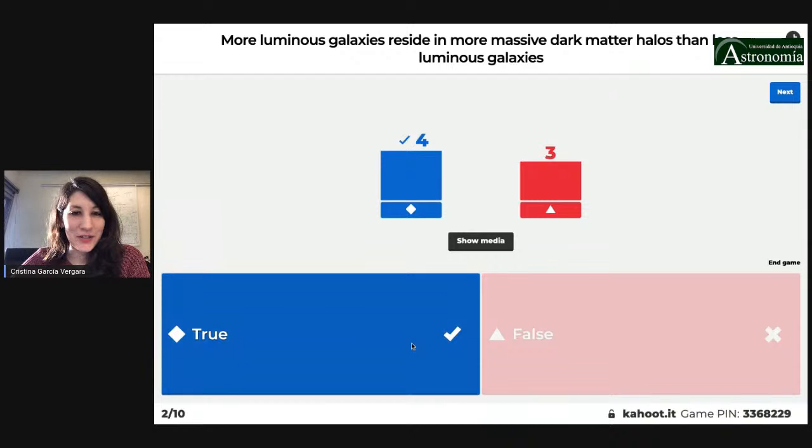Okay, this is true. Not all of you were so sure about that, but in general, yes, more luminous galaxies reside in more massive dark matter halos than less luminous galaxies. That is what I showed you in the plot of Zehavi at the beginning of the lecture. At high redshift this is not very well constrained, but it is the general trend.